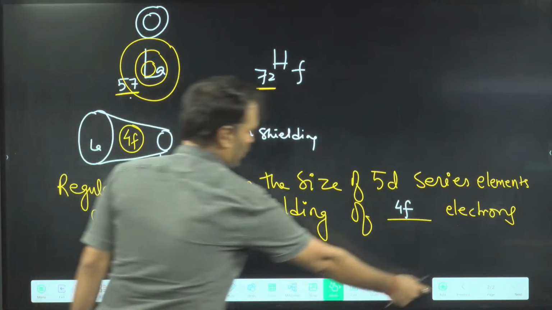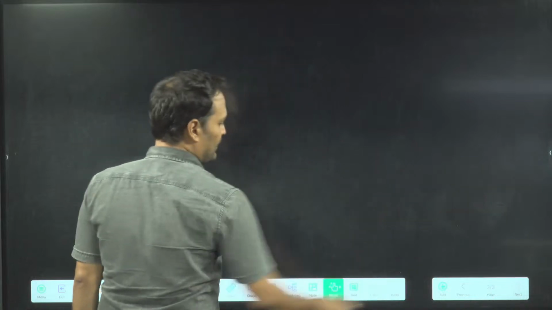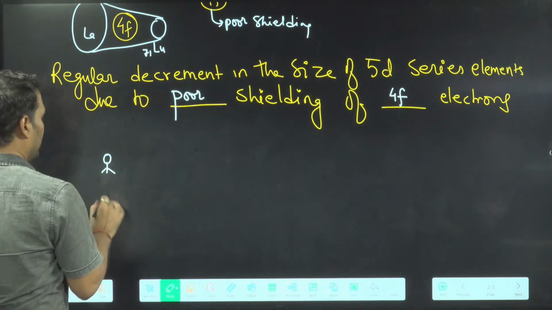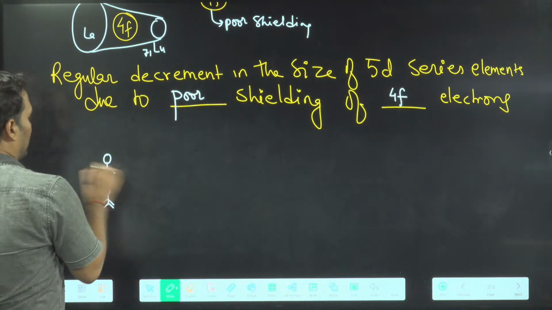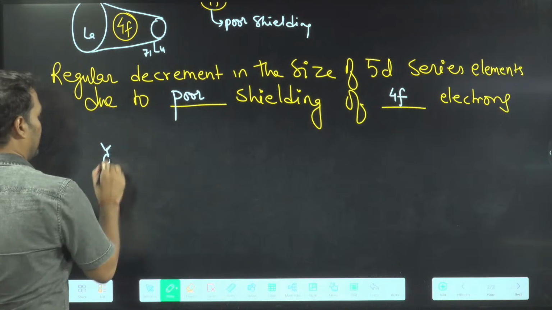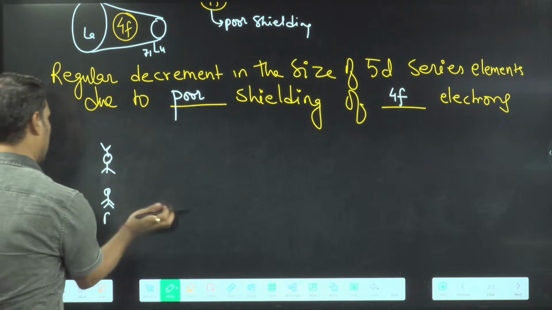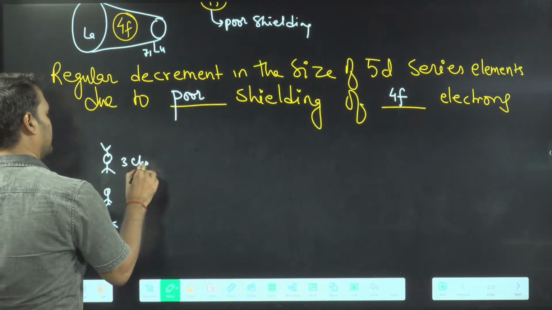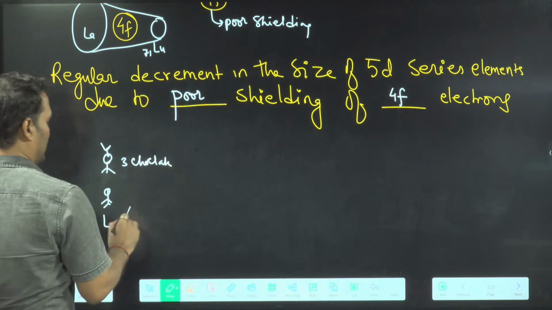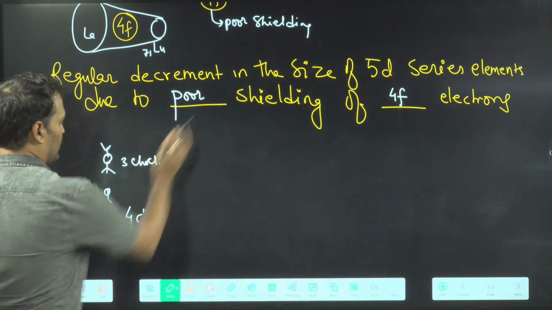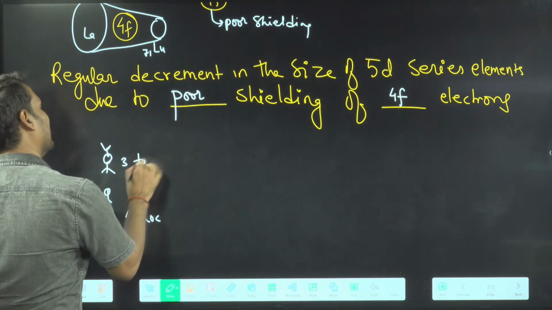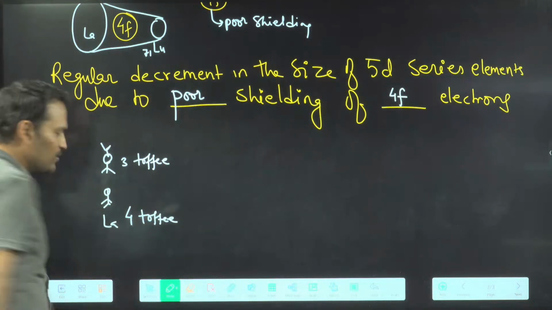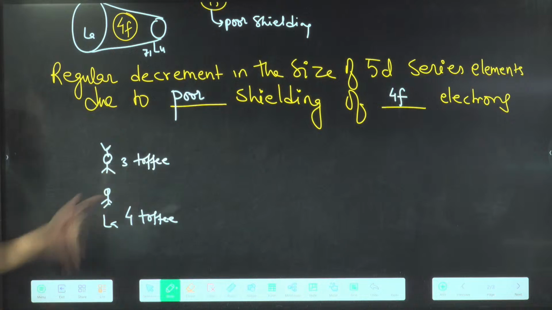So this is your lanthanoid contraction. You can understand it like this also. Suppose two friends were there. This friend's name is Y, yttrium, and the second friend's name is lanthanum. He was having 3 chocolates, and he was having 4 chocolates. Let's write toffee. So he was having 3 toffees, he was having 4 toffees.